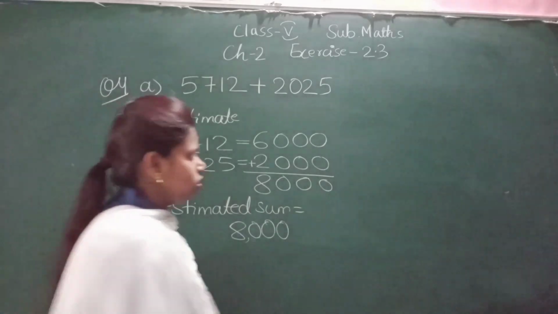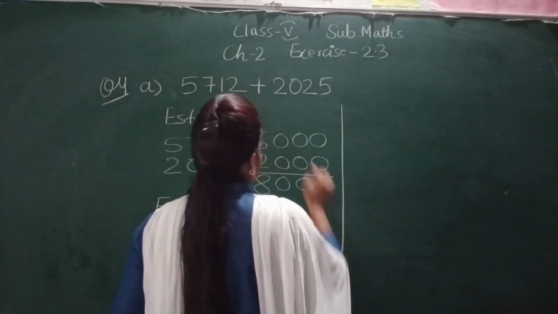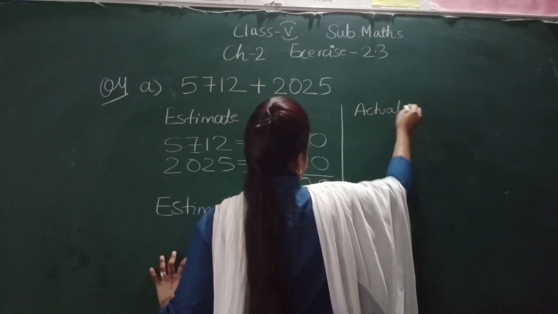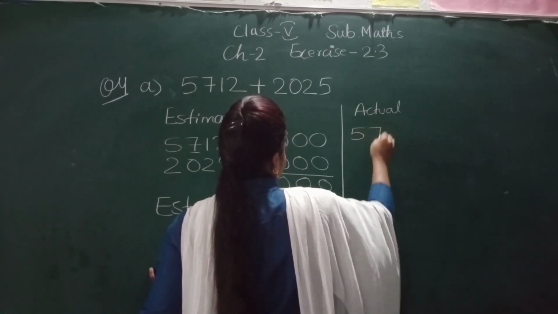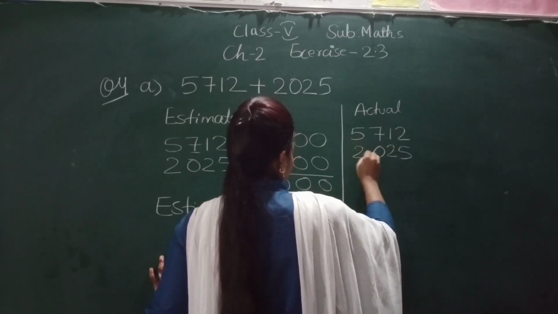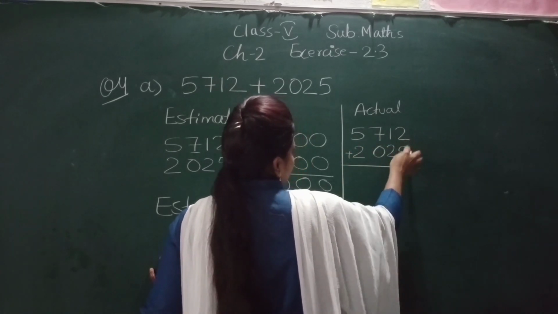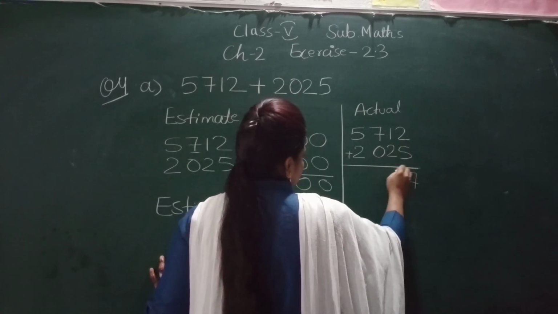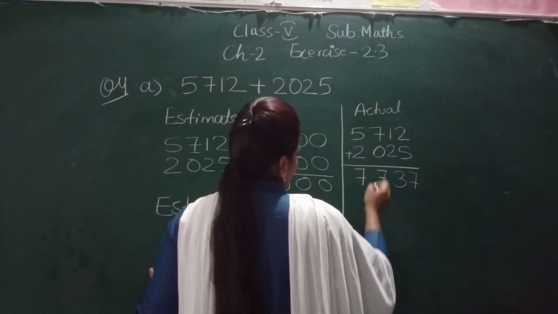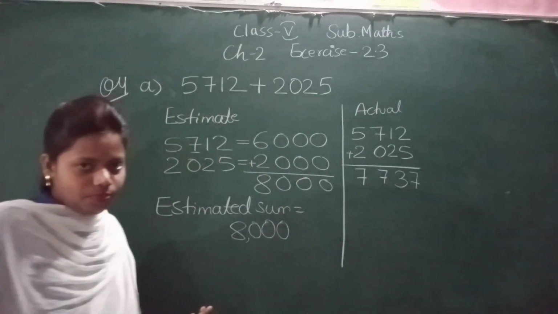Now let's do the actual sum. Actual sum means we add the numbers that are given. What is the question? 5,712 plus 2,025. 2 plus 5 is 7. 1 plus 2 is 3. 7 plus 0 is 7. 5 plus 2 is 7. So this one is the actual sum.